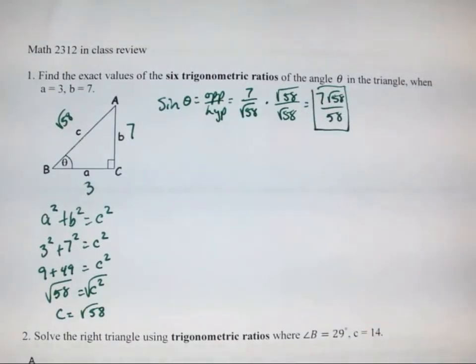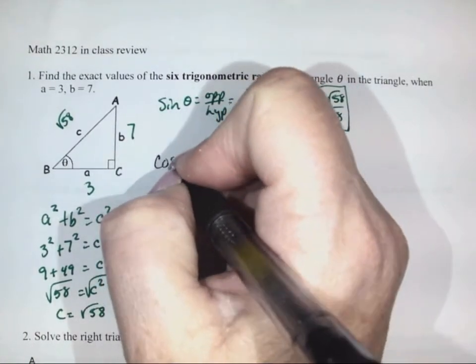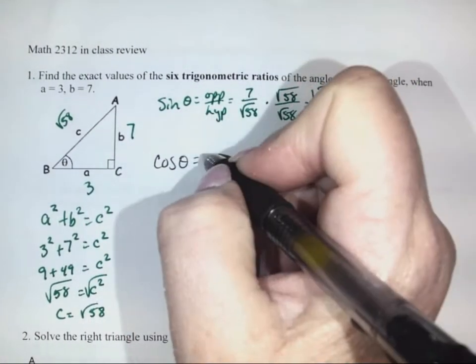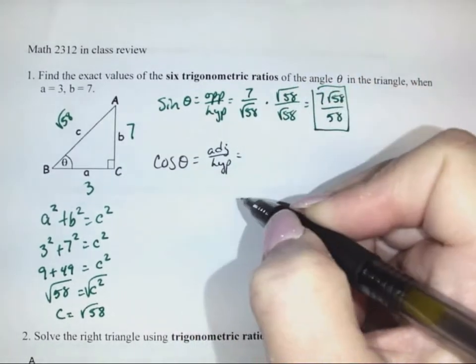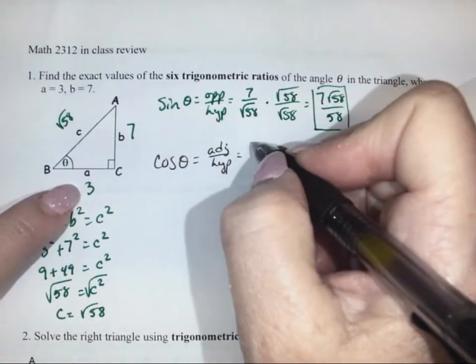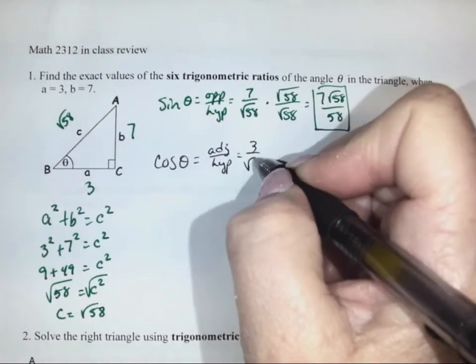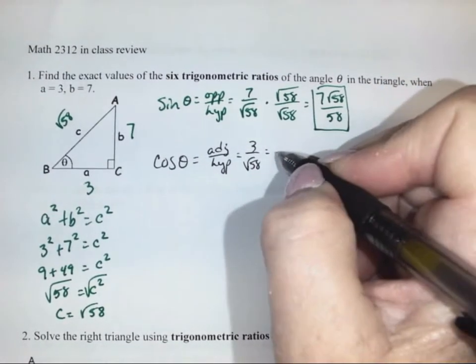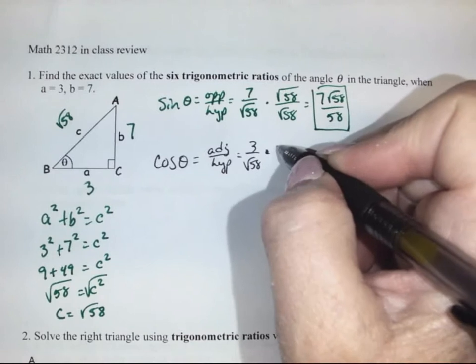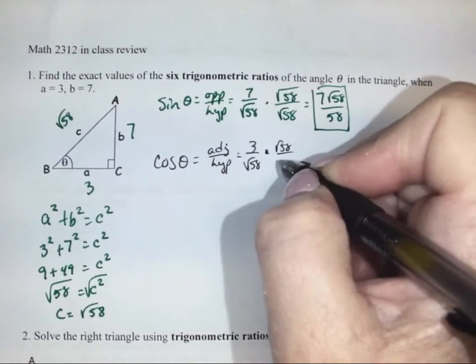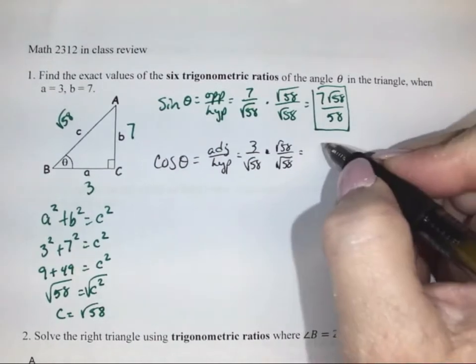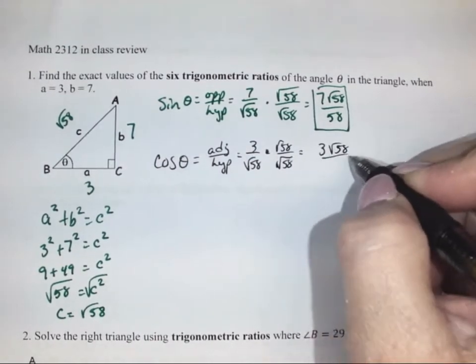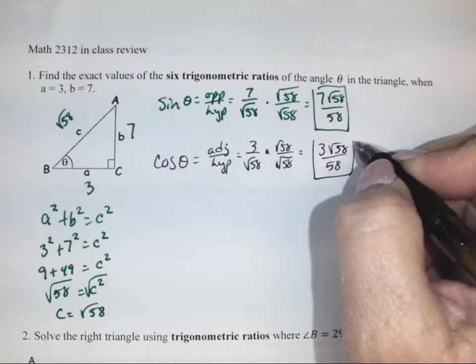So let's go find cosine. I'm going to alternate the colors just to make it a little bit easier to see all that writing. Okay, this will be the adjacent over the hypotenuse for cosine. So the adjacent will be 3 over the square root of 58. And we don't leave that. We're going to multiply again by the square root of 58 over the square root of 58. So we'll end up with 3 square roots of 58 over 58.